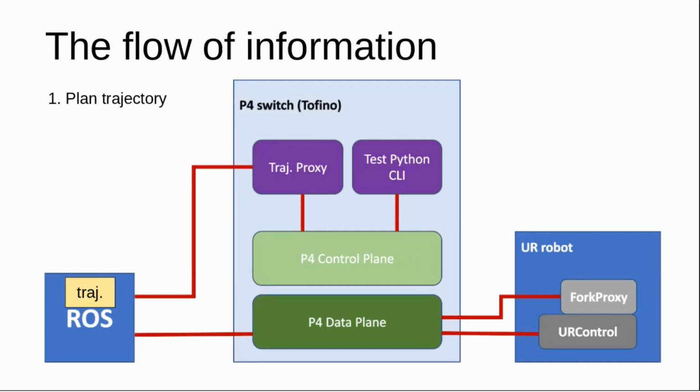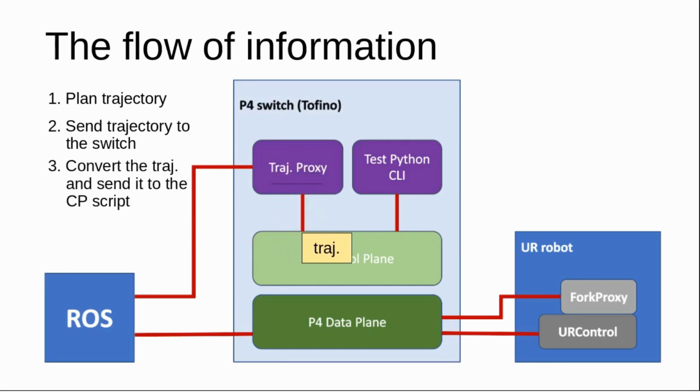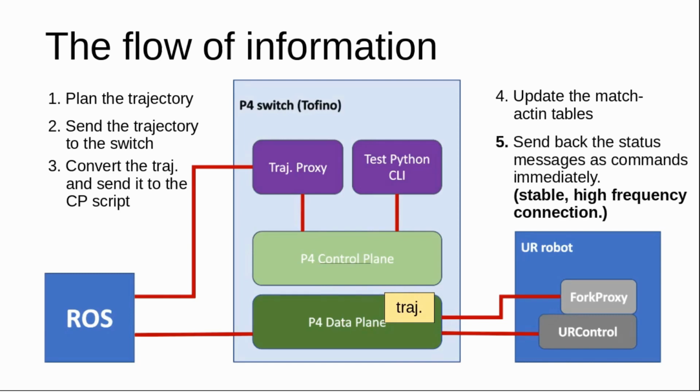So first we have to plan a trajectory. Then we send the trajectory to the trajectory proxy and load it to the control plane, and the control plane will fill the tables of the data plane. Then the UR robot will send status messages to the P4 switch, and the P4 switch will generate velocity commands and send them back to the robot immediately.